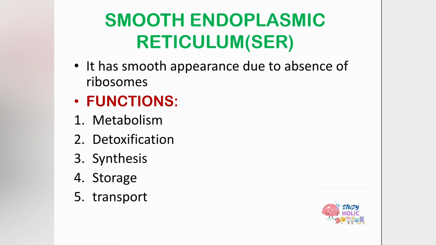The last function is transport. It transports various cellular products within the cell or out of the cell. For example, it transports proteins from rough endoplasmic reticulum, which are also transported to the Golgi complex through smooth endoplasmic reticulum. So that was all about the endoplasmic reticulum.